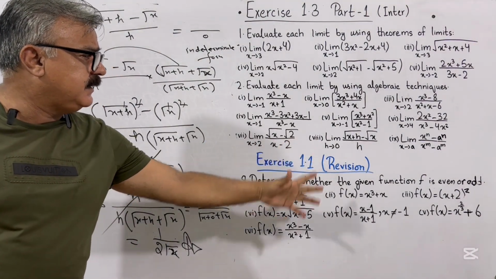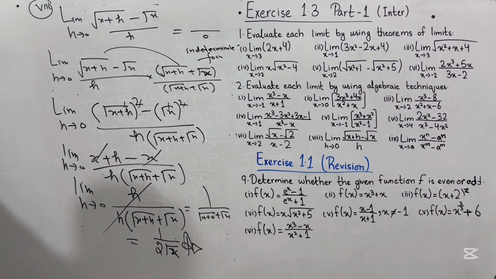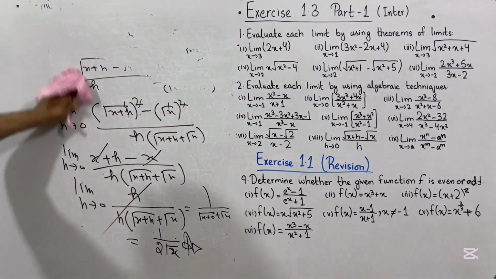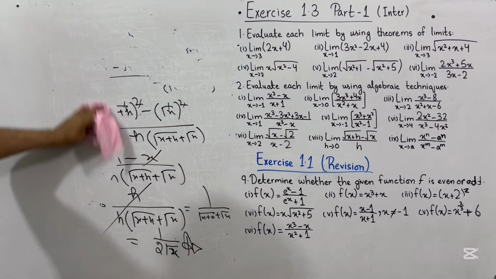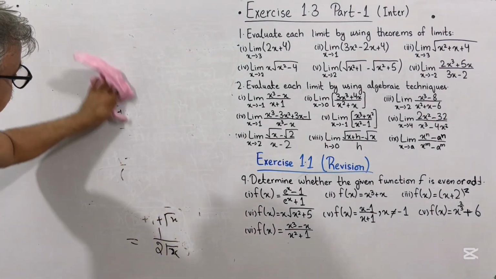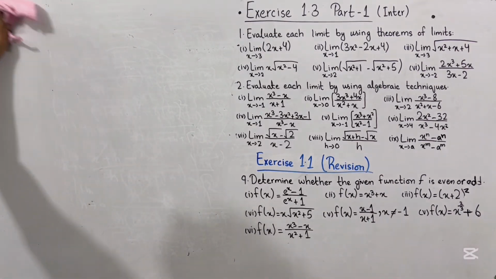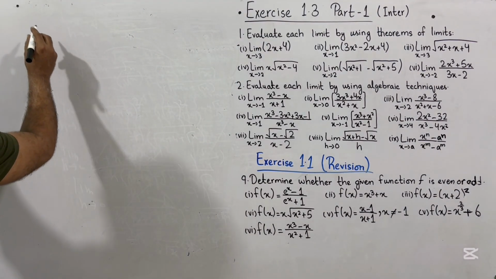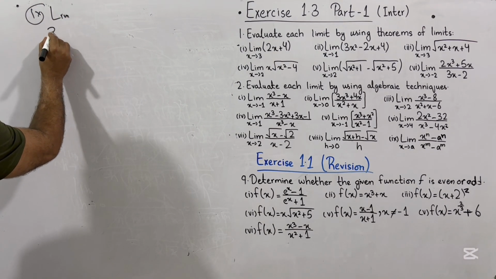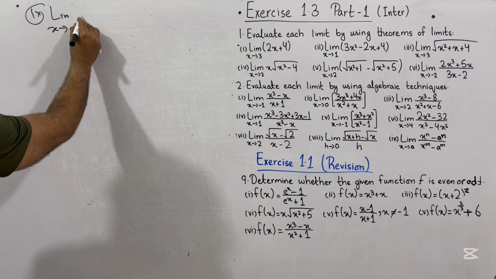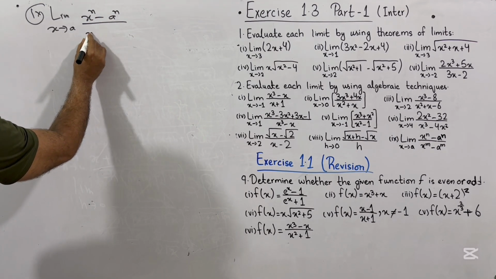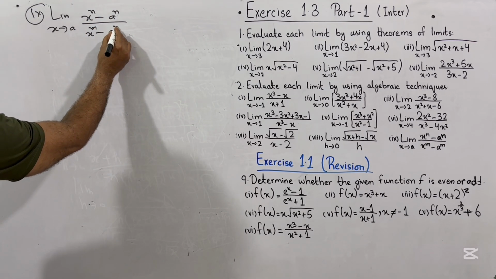Rationalize. Here, it's a good question. It has 2 to 3 methods, whether you apply synthetic division or you can suppose. Let me open this up for you. It's a really good one. Part 9 of question number 2: limit x tends to a, x raised n minus a raised n divided by x raised m minus a raised m.